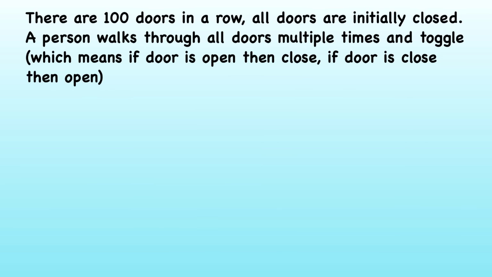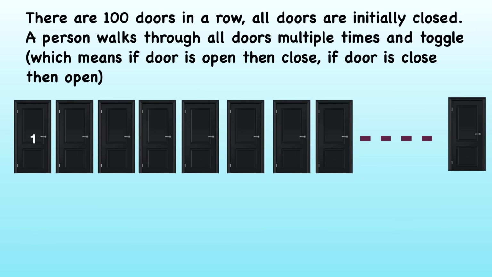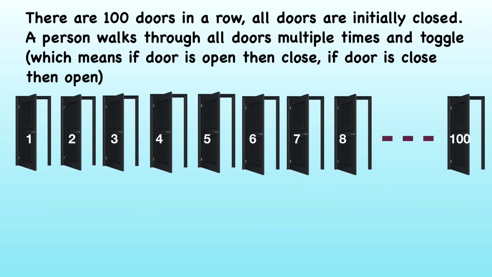There are 100 doors in a row. All doors are initially closed. A person walks through all doors multiple times and toggles, which means if a door is open, then close it. If a door is closed, then open it. The person does this in the following way. In the first walk, the person toggles every door, that is first, second, third, fourth till the 100th door.